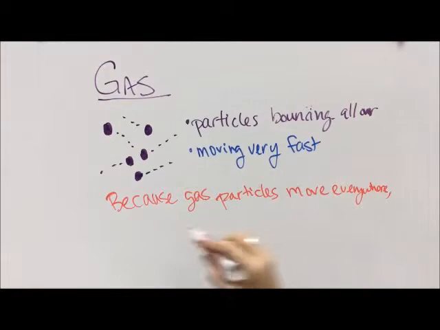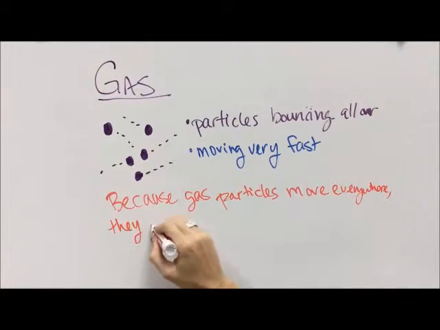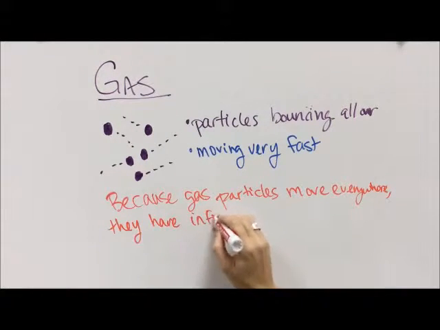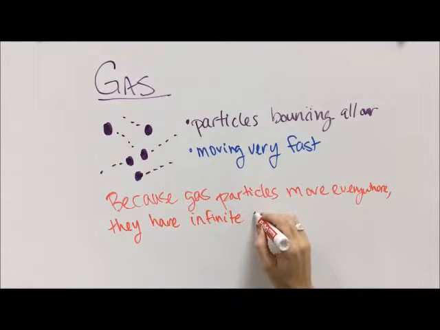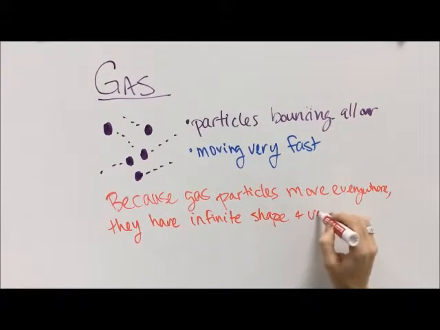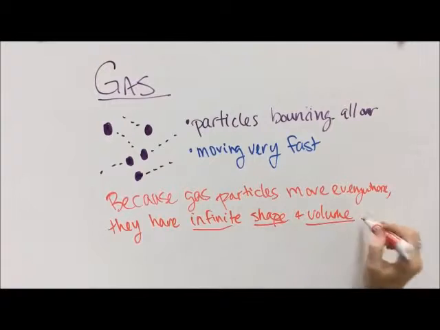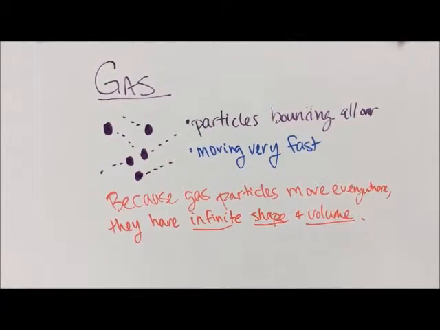So because they move everywhere, and they're as far apart as they will be allowed to get, they have an indefinite shape. They can take any shape of whatever container they're put in, and they also can change their volume because we can push them a little bit closer together and spread them farther apart.